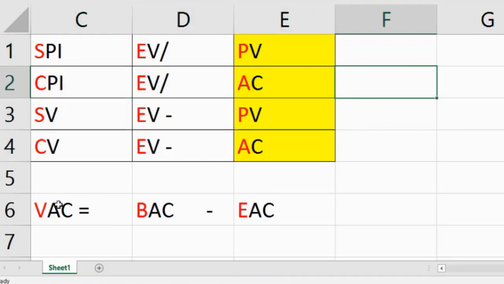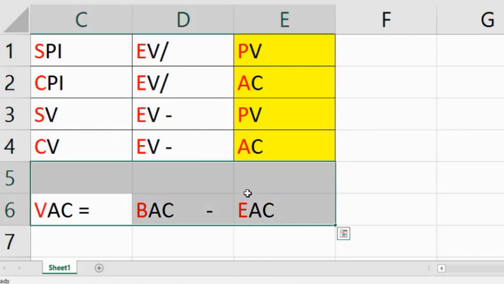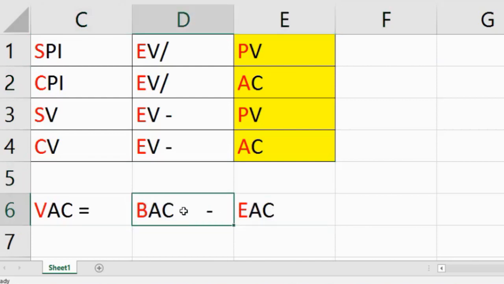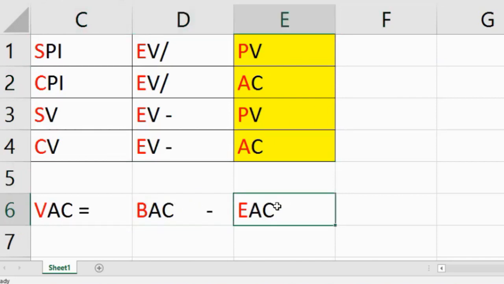Last but not least, we've got the variance at completion formula. People often get the E and the B mixed up. And on the exam, you cannot afford to put your E before your B. Just like in the alphabet, get it? In the alphabet, B comes before E. So don't put your E before the B.